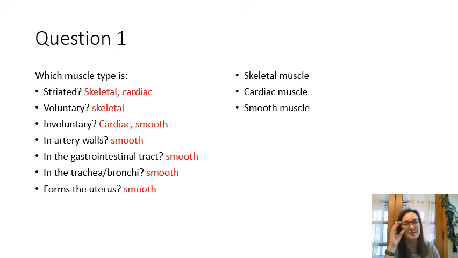All right, there we go. Striated muscle is going to be skeletal and cardiac. Both of those types are striated. The only voluntary muscle type you have is skeletal. The other two types are definitely involuntary, so cardiac and smooth are involuntary muscle. In your artery walls, that's smooth muscle. In your GI tract, smooth muscle. In your lungs, smooth muscle. In your uterus, smooth muscle. Most of the stuff on the inside of your body that you don't really have conscious control over is all going to be smooth muscle tissue.